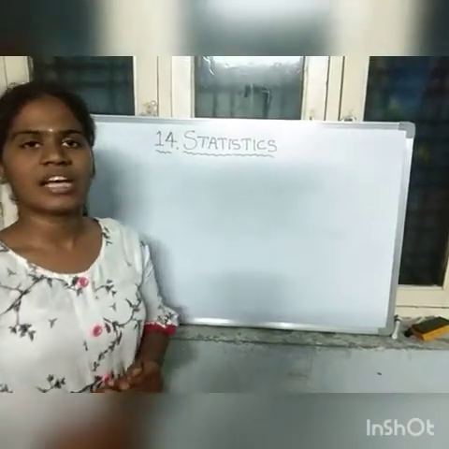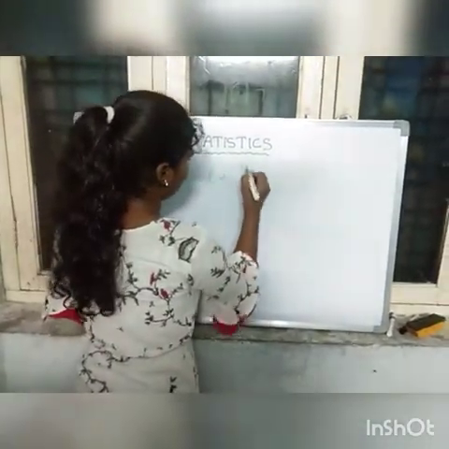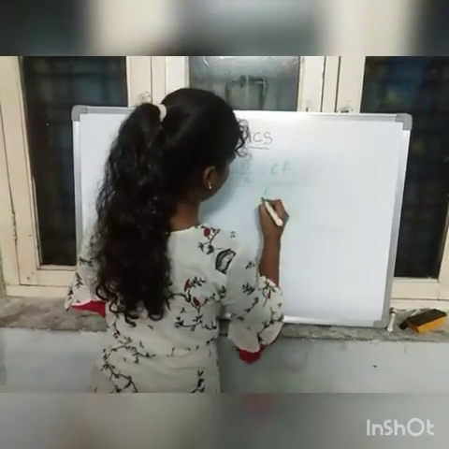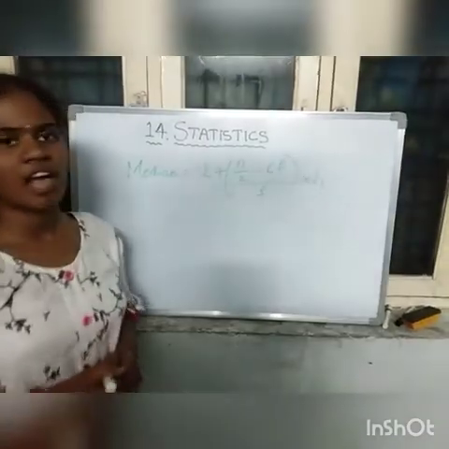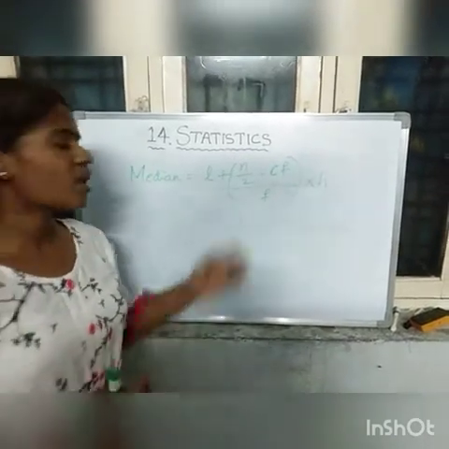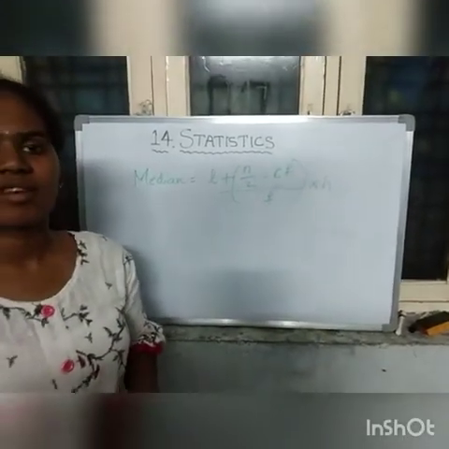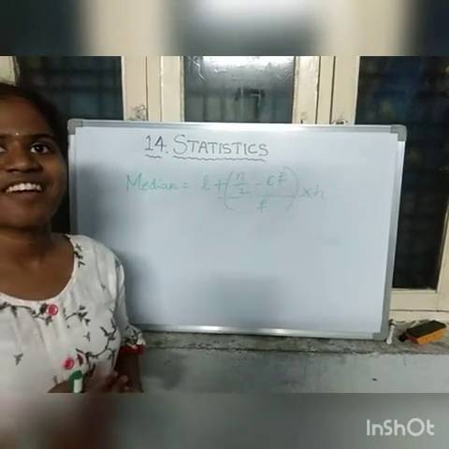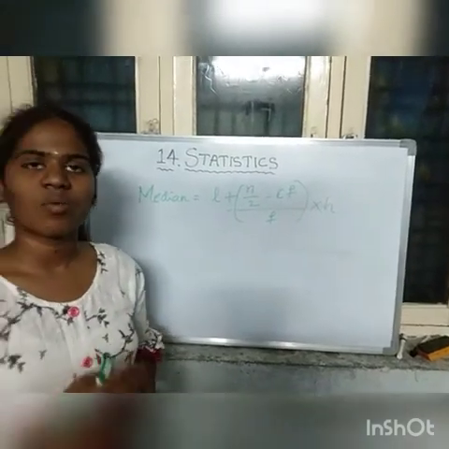Median for the grouped data: median equals L plus n by 2 minus cf by f into h, where L is the lower limit of the median class and n by 2 locates the median class, where n is the number of observations, and cf is the cumulative frequency of the class preceding the median class, and f is the frequency of the median class, and h is the class size or the width of the class.